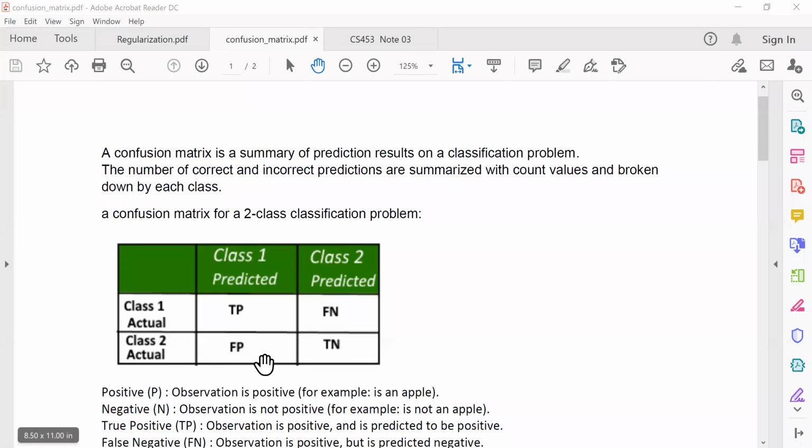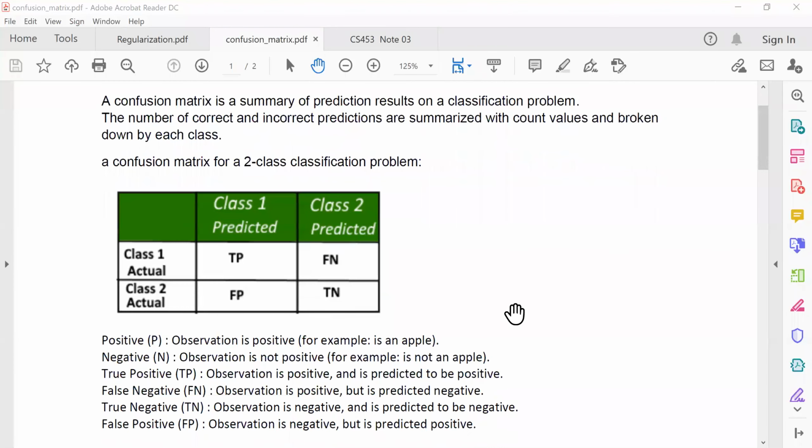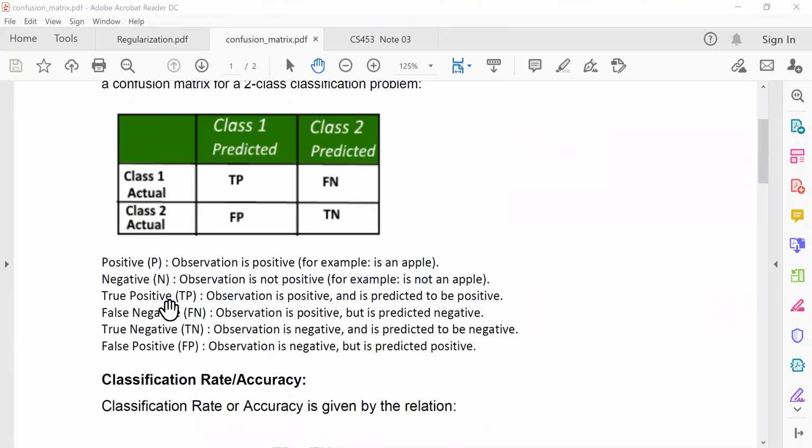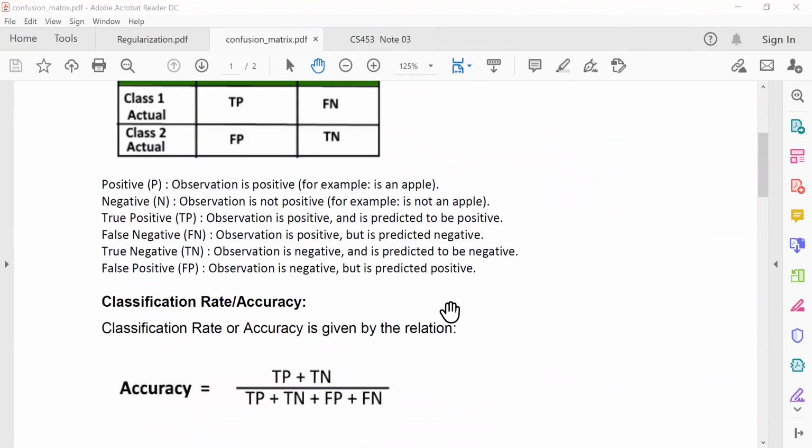The same thing for the second row. Here you have class 2 actual, and you predict it as class 1, so this is false positive. You also have class 2 actual and predicted as class 2, so that's true negative. So this is a detailed description, and it will give you the numbers, and we will see our examples. That's the definition of true positive, false negative, false positive, and true negative.